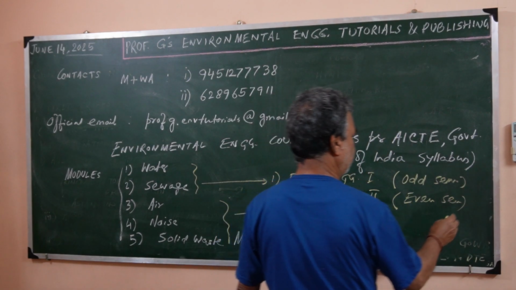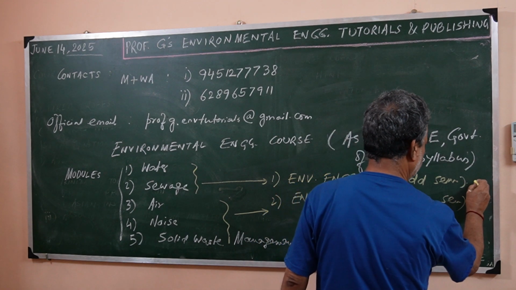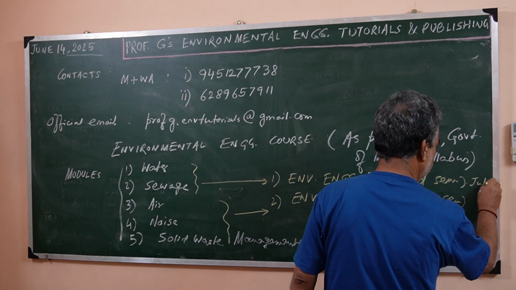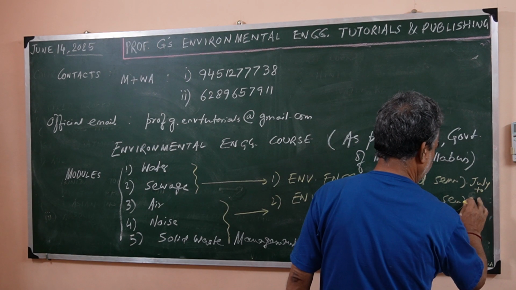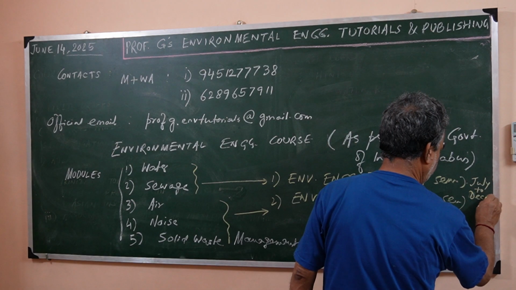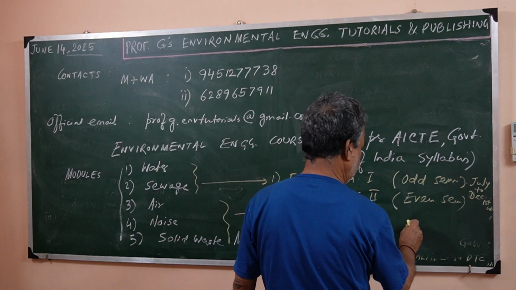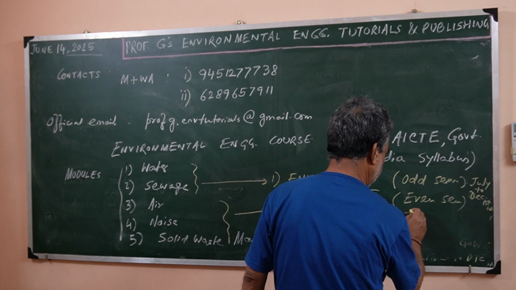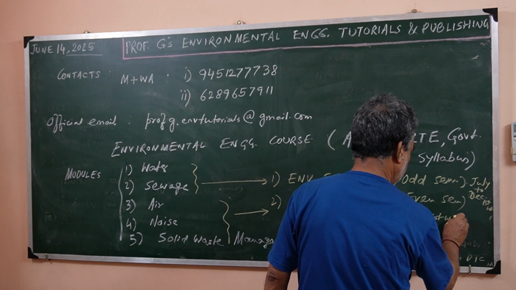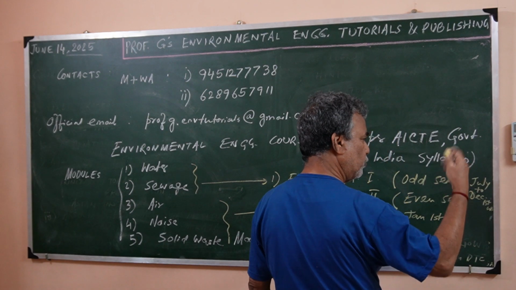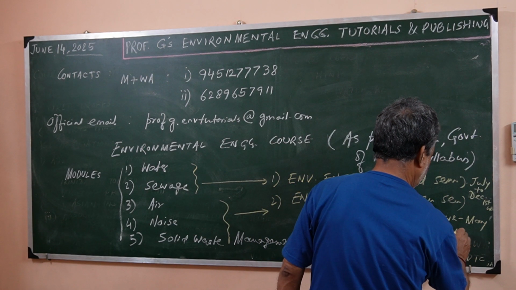Now the odd semester will be from July to effectively December, first week, not full, first week. And the even semester will start from January first week, and it will continue up to say May first week also.